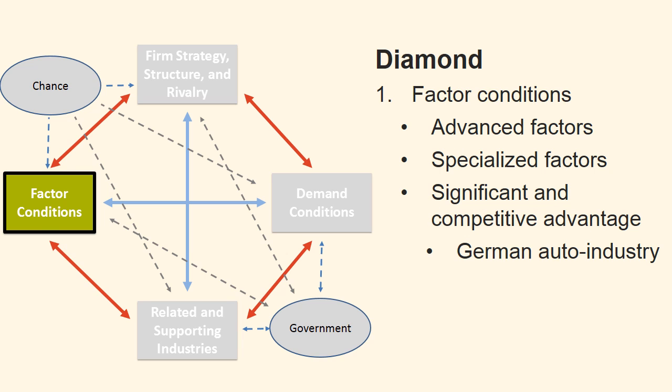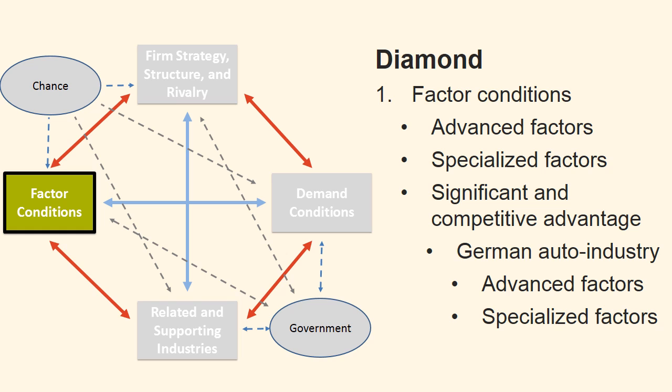Germany has possessed competitive advantage in the production of automobiles for many years. Because the nation has advanced factors, which is highly educated personnel such as graduate engineers and computer scientists, and the industry has specialized factors. They have highly skilled workers trained in specialized apprenticeship programs and graduates from specialized university programs.